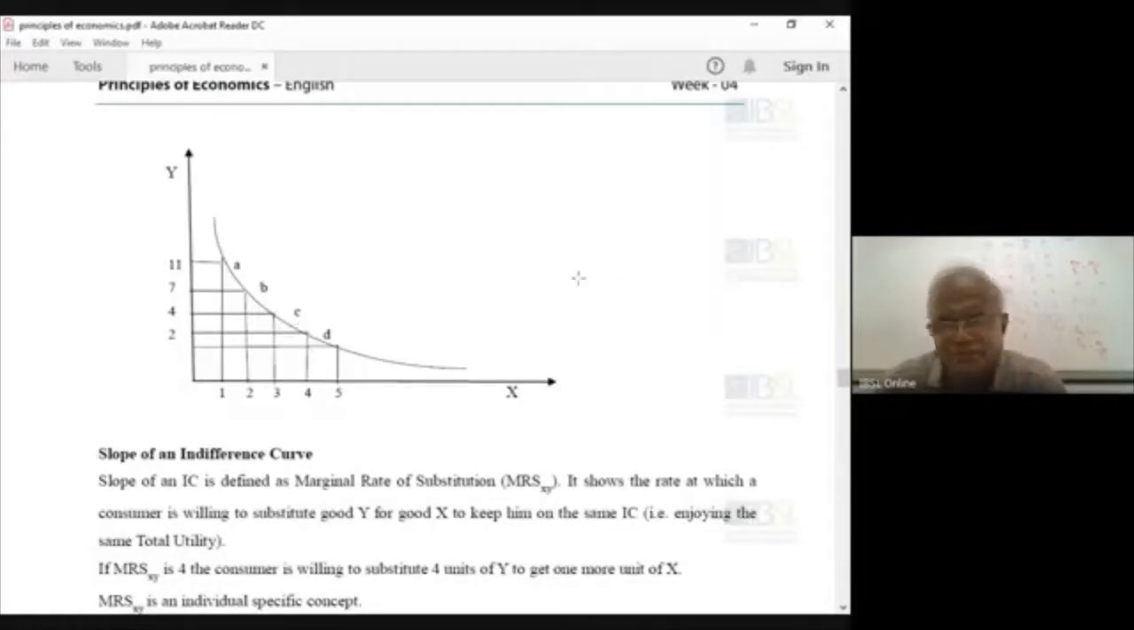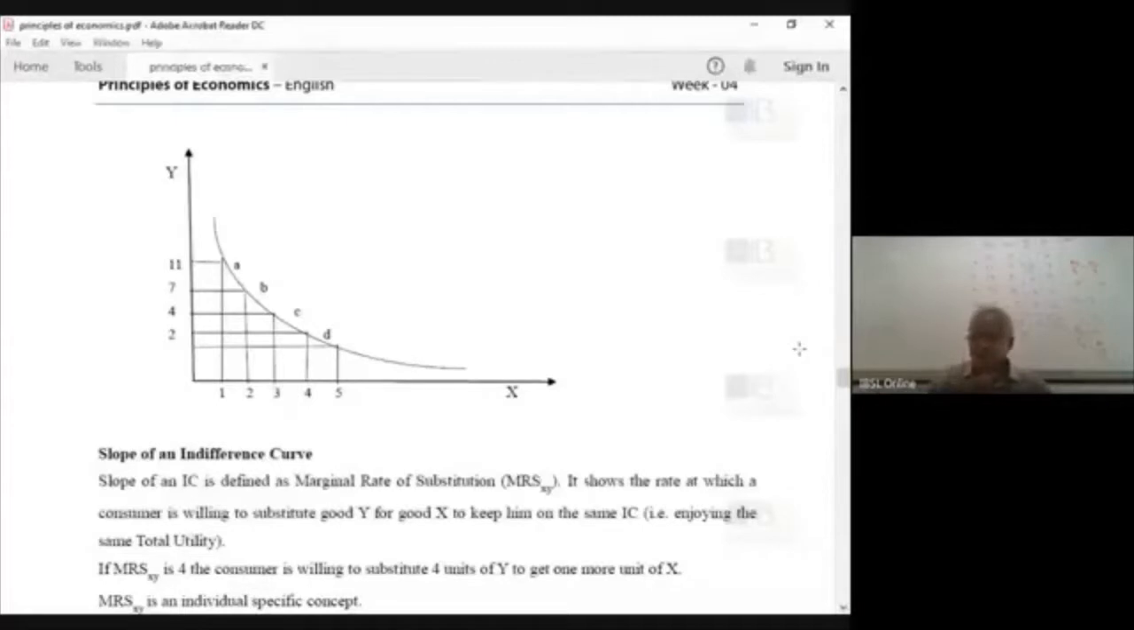Very interesting mathematically speaking. But we have to discuss the economics of this. Why is that? How to explain? The consumer's willingness to substitute good Y for good X diminishes. Initially, when you have less and less of X, you are willing to give up more and more Y to get 1 more unit of X. Initially, you have only 1 X, 11 Y. Then to get 1 more unit of X, your marginal utility of X is very high. Therefore, you are willing to give up 4 units of Y to get 1 unit of X.